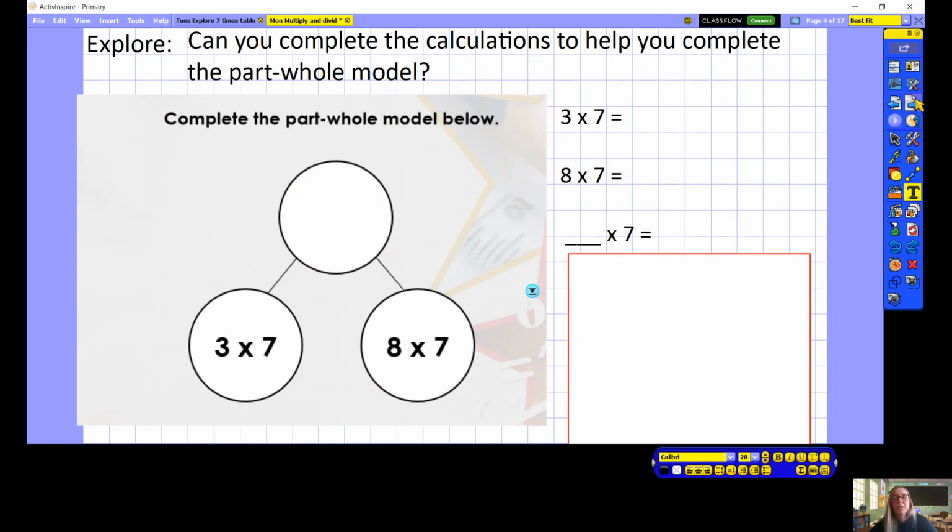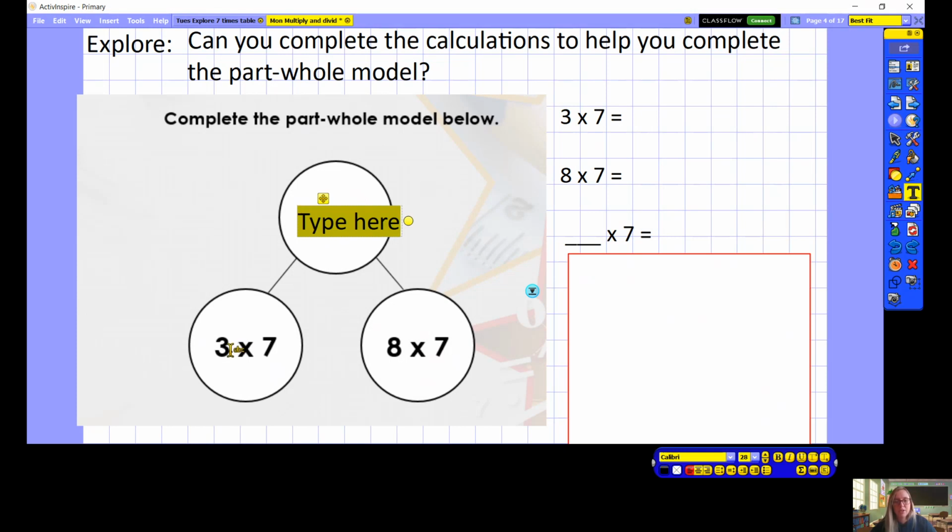Okay, so here is an example of a part-whole model, and you may see a part-whole model in one of the questions today in the steps. So let's go over how we might work out how to complete the part-whole model. The whole number would be at the top of our part-whole, and these are the parts. So one part is 3 times 7, and the other part is 8 times 7. So that means that the whole number must be 3 times 7 and 8 times 7.